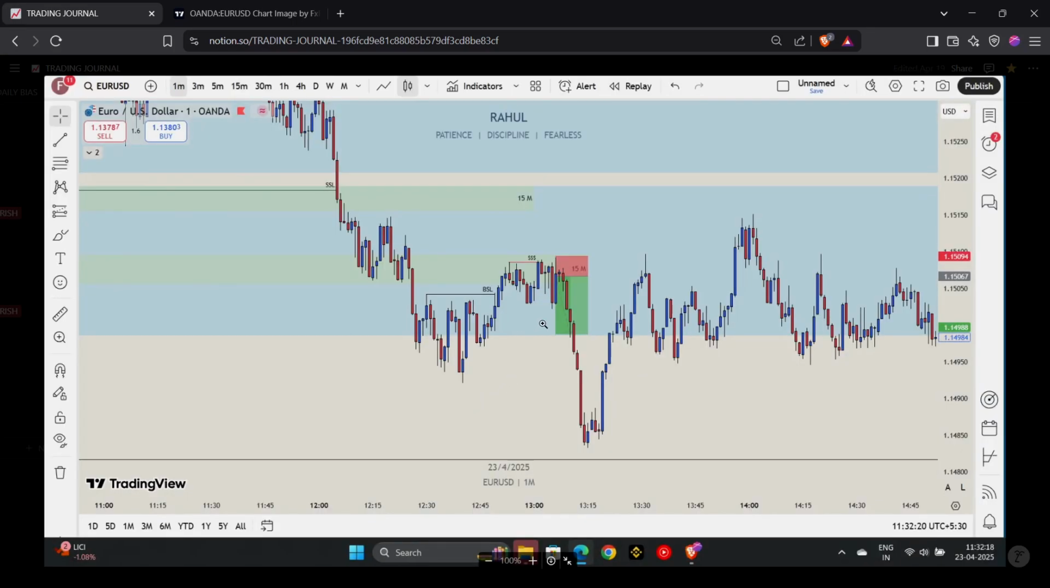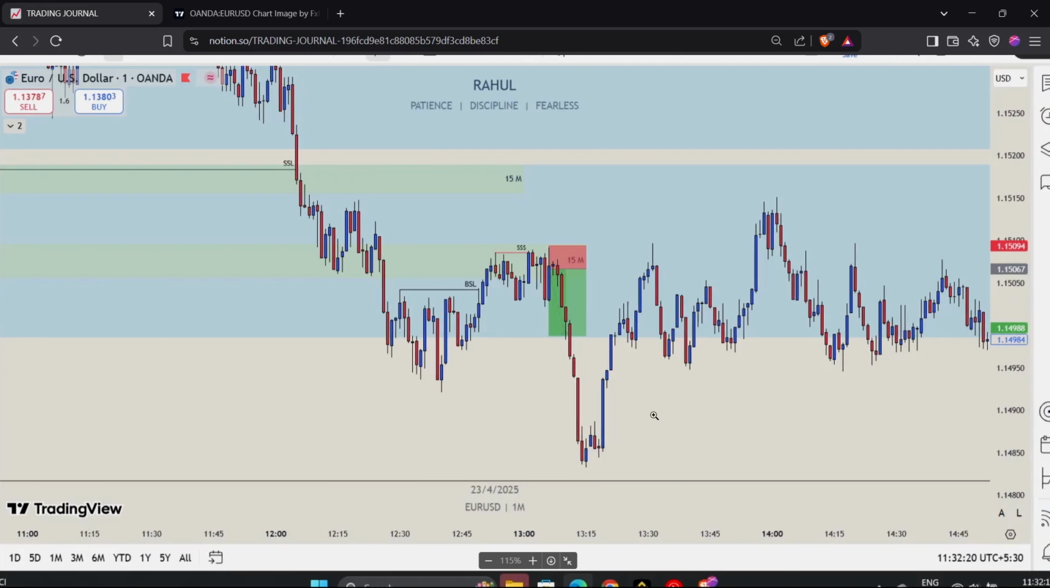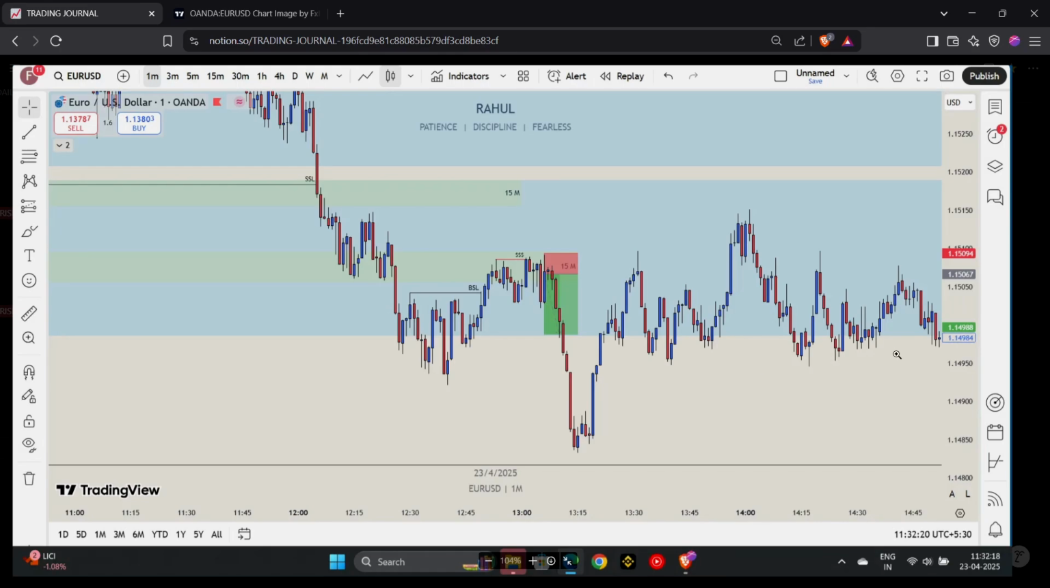So yes, this was the trade. As you can see, overall this was the external draw on liquidity, and this got hit after some long. But you can see that eventually it took me out here. If I had kept the trade running, it eventually would have taken me out here. So I could have placed my stop loss and take profit here also, but I just didn't do it.